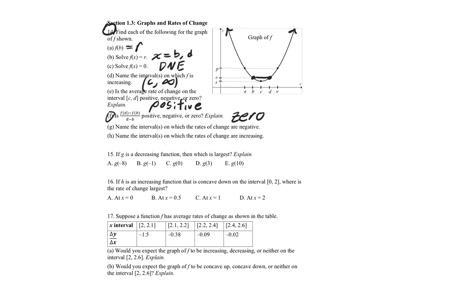Now we're asked to name the intervals on which the rates of change are negative. Well, it's going to be anywhere that our graph is decreasing. So this should be negative infinity to c.